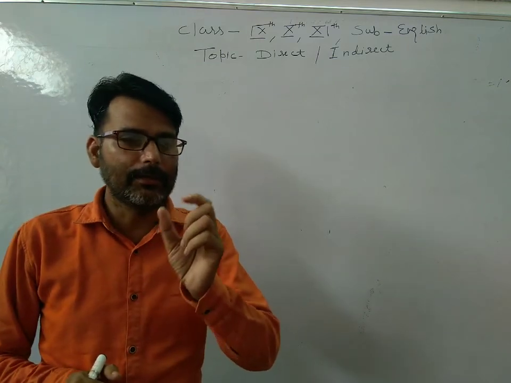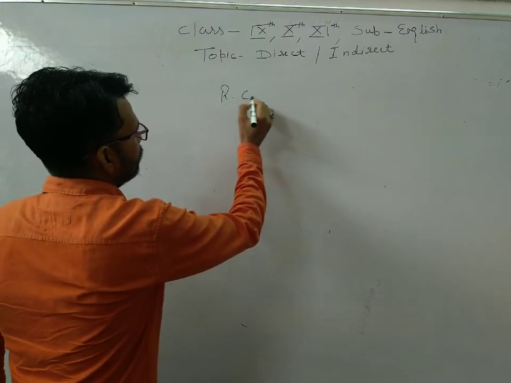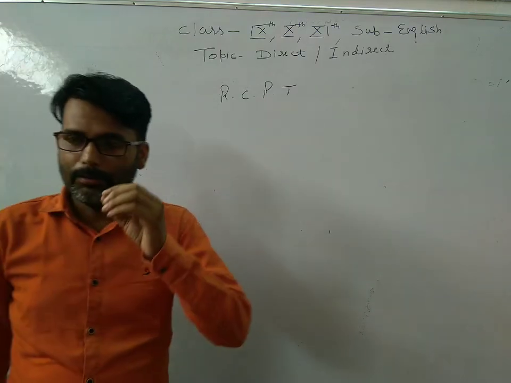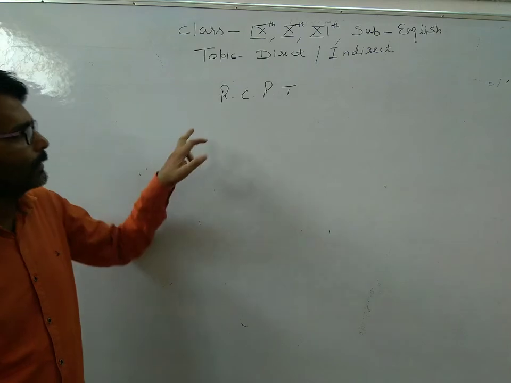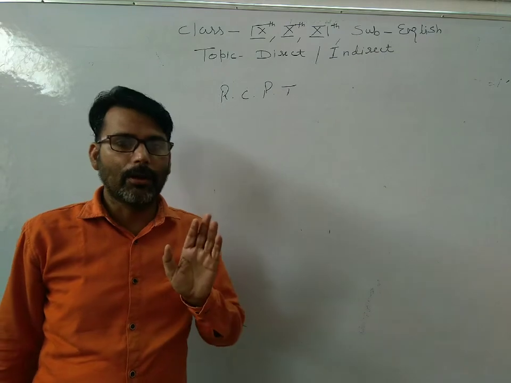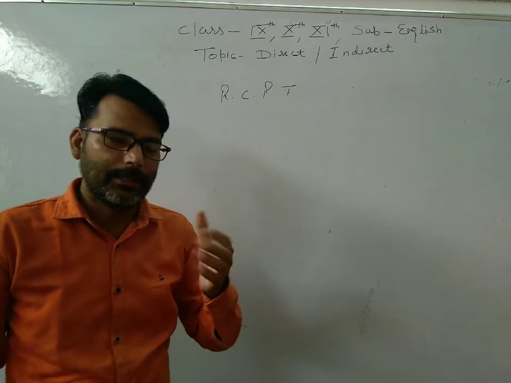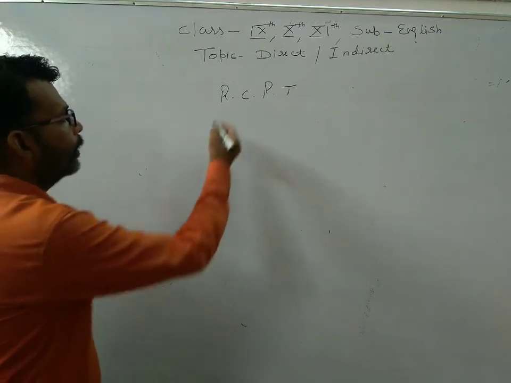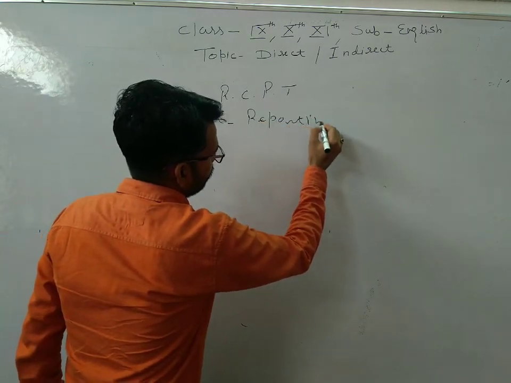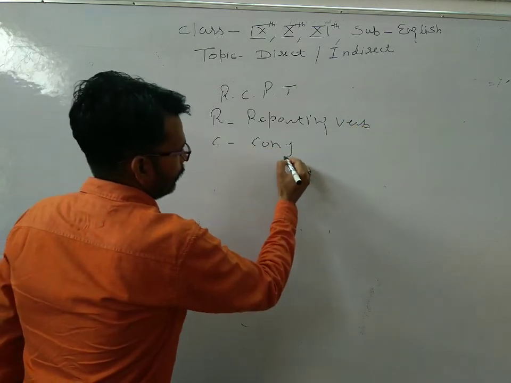That's why I have made a formula, that is RCPT. So students, remember, whenever you are going to do a narration, just write down RCPT in your notebooks before doing the narrations for 5 or 7 days. Then you will become habitual to do this. R means reporting verb. C means conjunction.